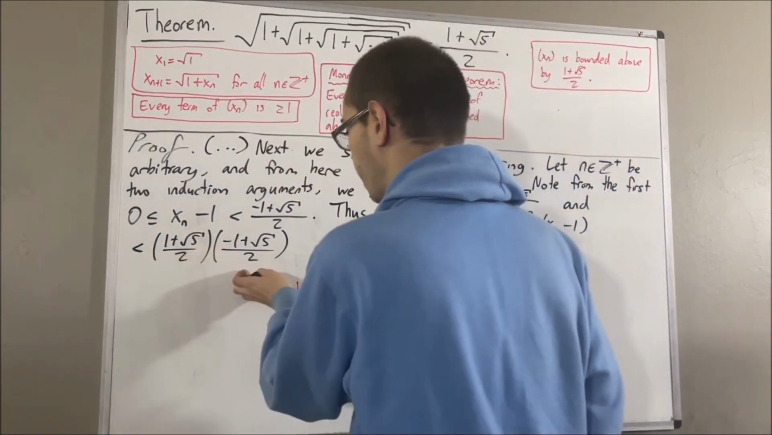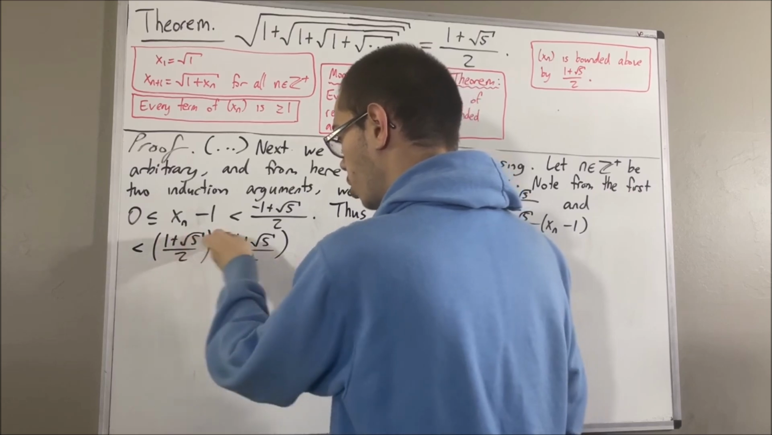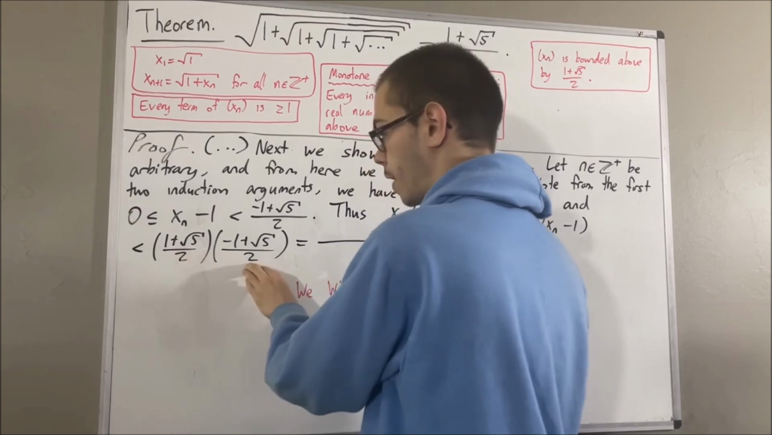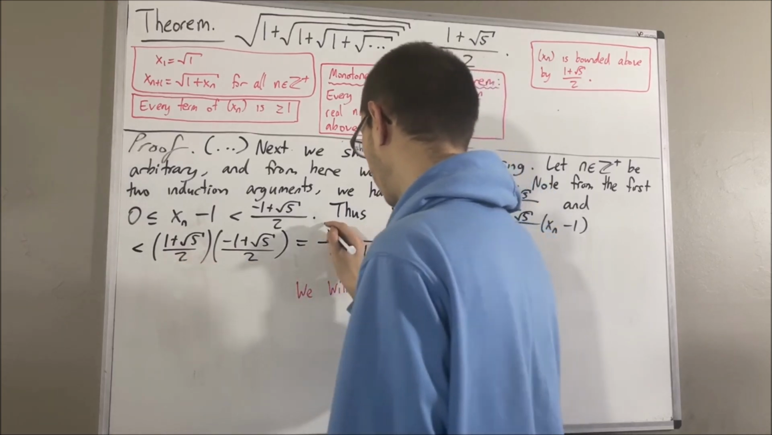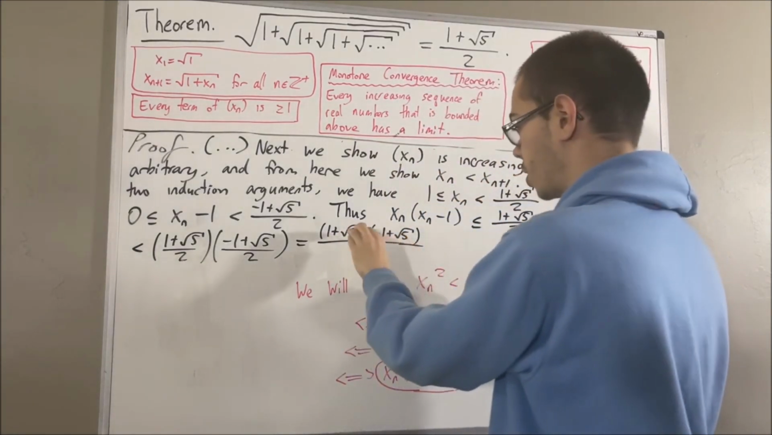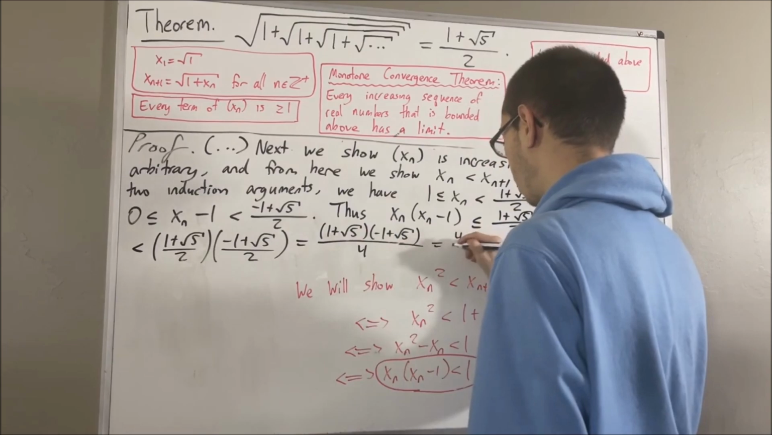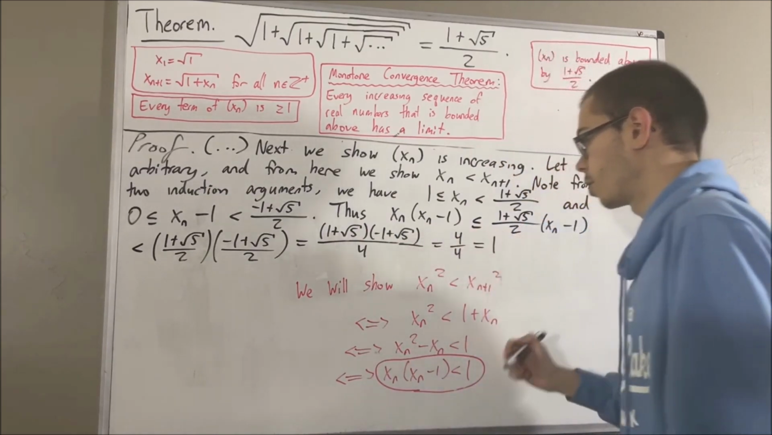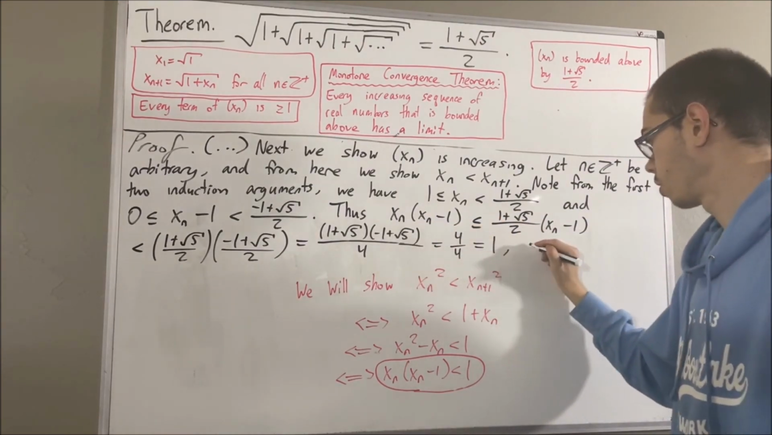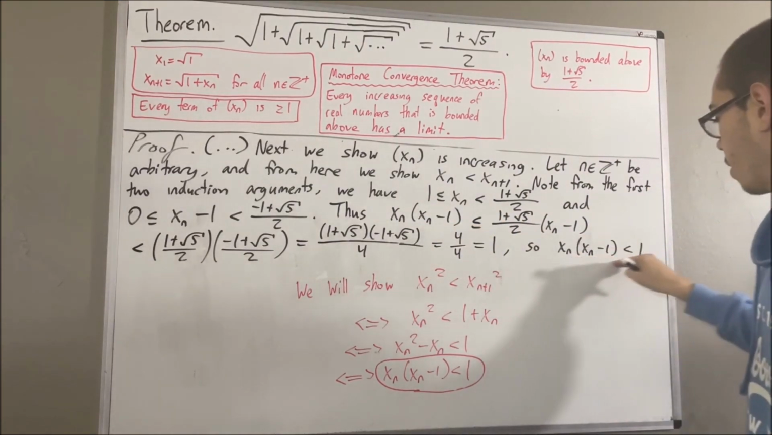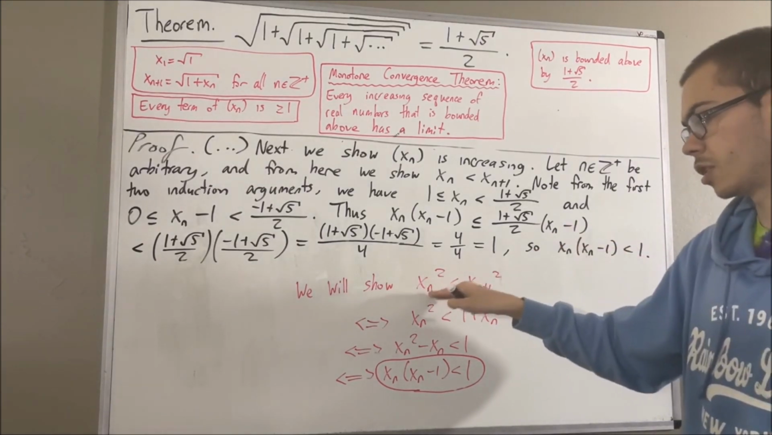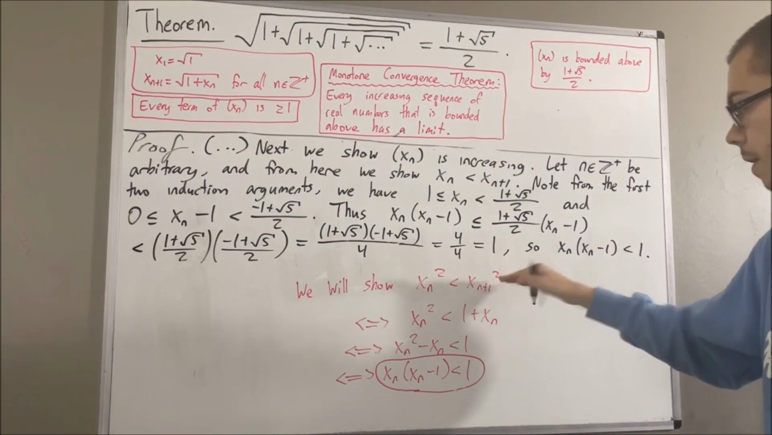And then, if we simplify this, we're going to be multiplying the numerators and multiplying the denominators. Well, in the denominator, we're just going to have 2 times 2, which is 4. But if you multiply what we have in the numerators, well, it turns out the numerator is just equal to 4. And that's just equal to 1. So we have that xn times xn minus 1 is strictly less than 1. From here, it should follow that this inequality is equivalent to saying xn squared is less than xn plus 1 squared, right?